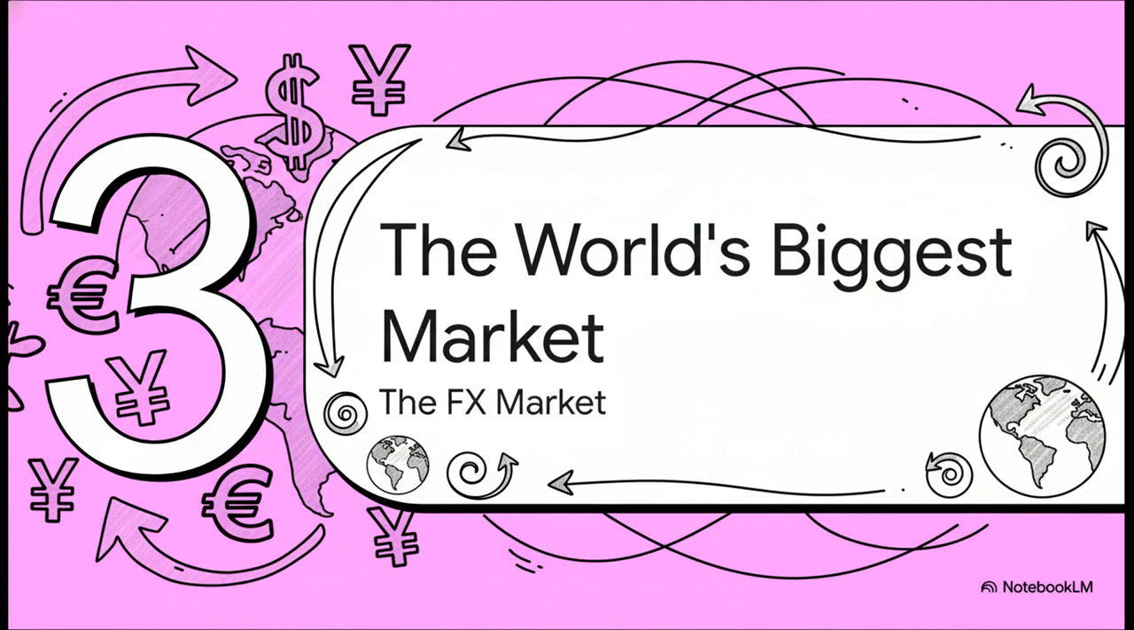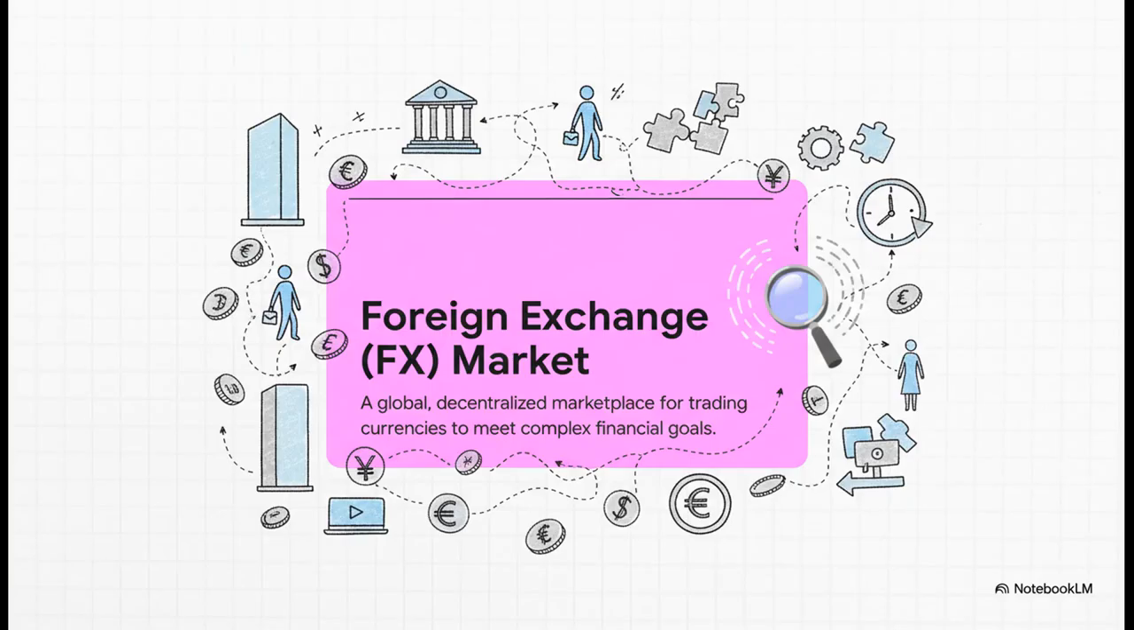Okay, so where does all this happen? Where are all these spot and forward prices being set? Literally every second. It all goes down in the single biggest market in the world, the foreign exchange market, or just the FX market. Now, this isn't like the New York Stock Exchange with a big building and a trading floor. Nope. The FX market is a massive, decentralized electronic network. It's just banks, companies, and investors all over the globe trading currencies 24 hours a day. And the amount of money moving around, we're talking trillions with a T every single day.